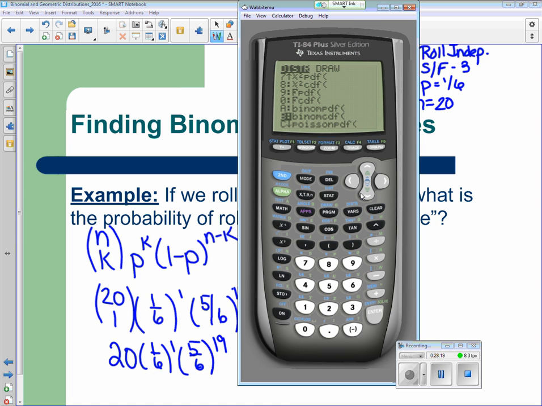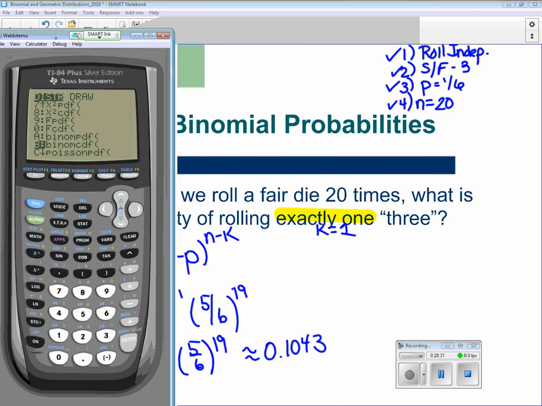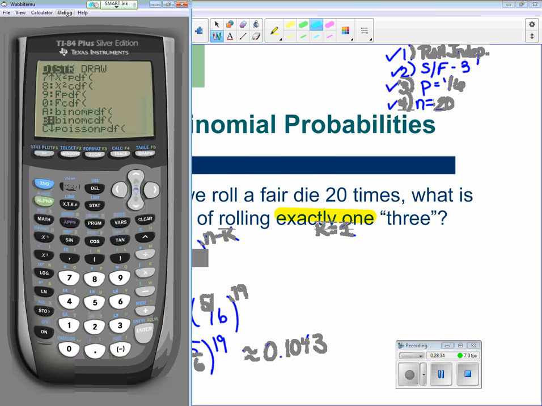PDF stands for probability density function. And it simply means when you have an exact situation. So on this first problem that I have here, I'm looking for rolling exactly 1, 3. That's what the question says, correct? Exactly 1. So we're going to hit binom PDF because PDF is what we're looking for.